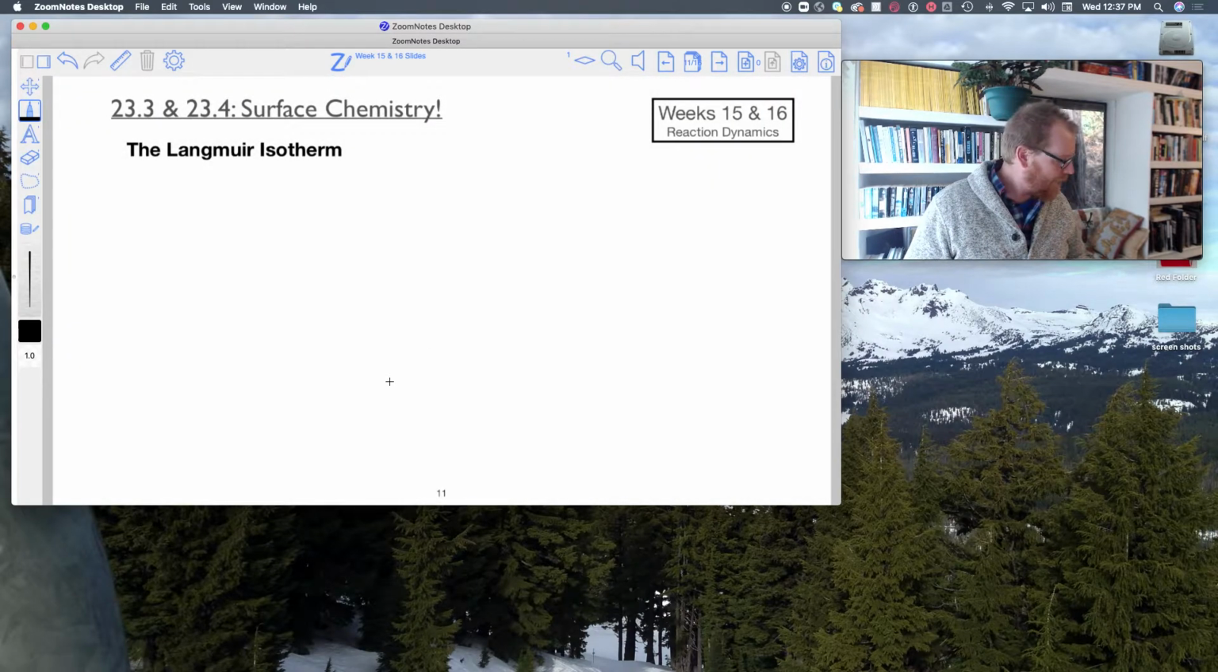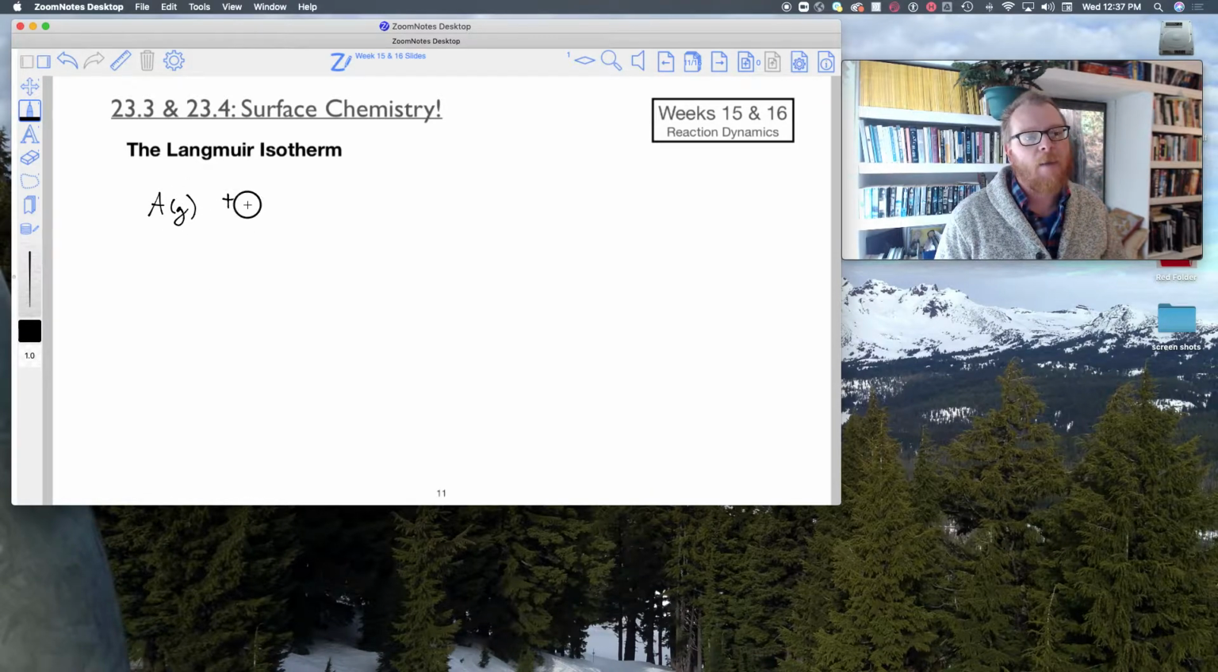So, the Langmuir Isotherm. We start by talking about the mechanism of adsorption, and I'm going to do that very briefly. I'm going to do it for a gas phase molecule A coming into contact with a random surface. I'm going to use this nomenclature M, where M is a surface molecule. Okay. And there's adsorption given by Ka.